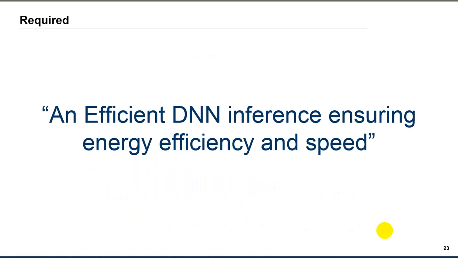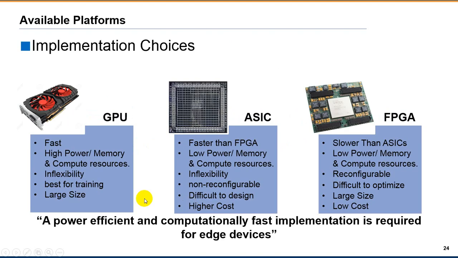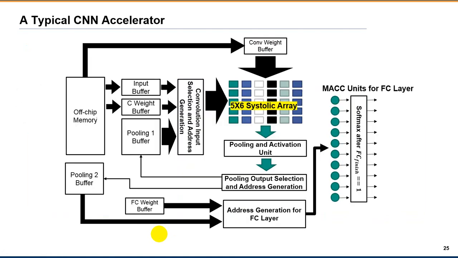So we should ensure efficiency and speed with minimum off-chip access volume. So here are the implementation choices for us. We have GPUs, ASICs and FPGAs. We have built-in libraries for GPUs, and we can design multiple custom hardwares for FPGAs and ASICs, so that we can achieve both our challenges, which are off-chip access volume and inference speed.